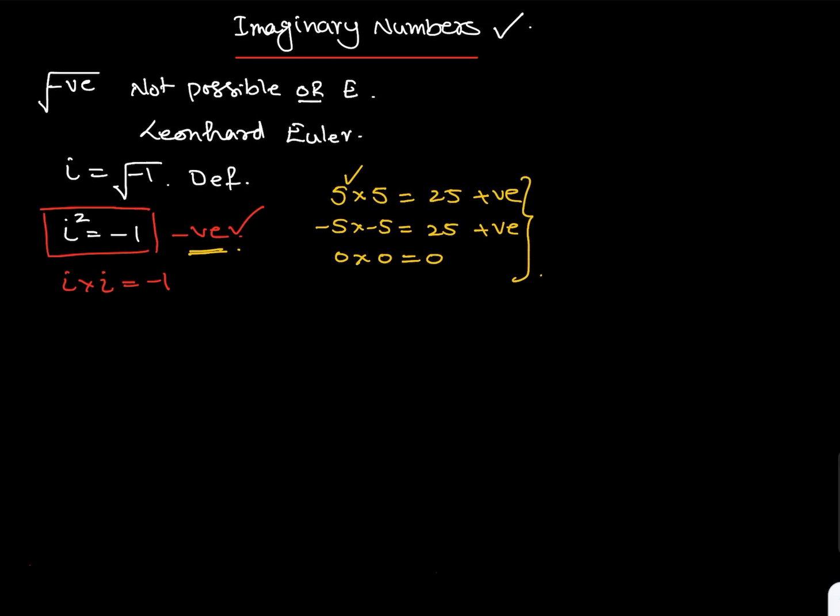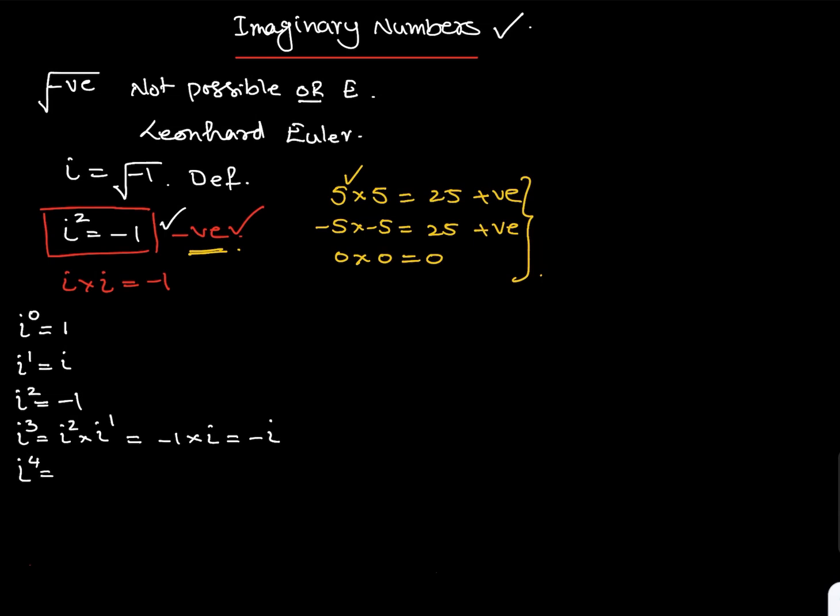Let us see other powers of i. i raised to the power 0 is equal to 1. You know anything raised to the power 0 is equal to 1. i raised to the power 1 is equal to i. i raised to the power 2 is equal to -1 from this equation. i raised to the power 3 is equal to i squared times i to the power 1, which is -1 times i. This is equal to -i.